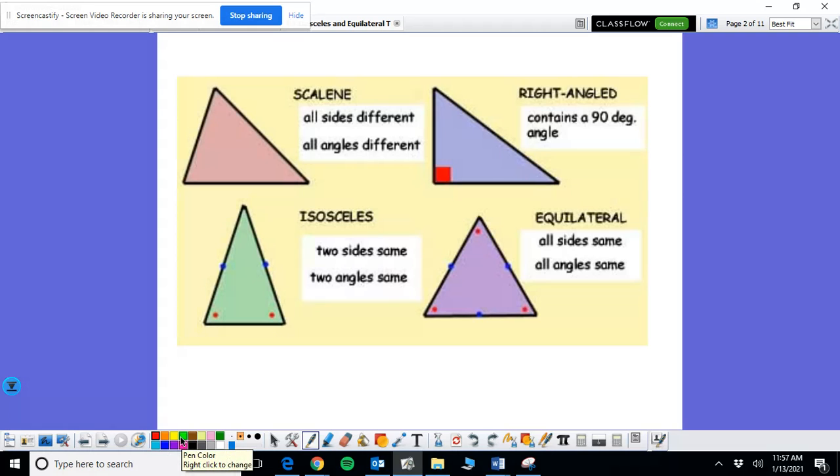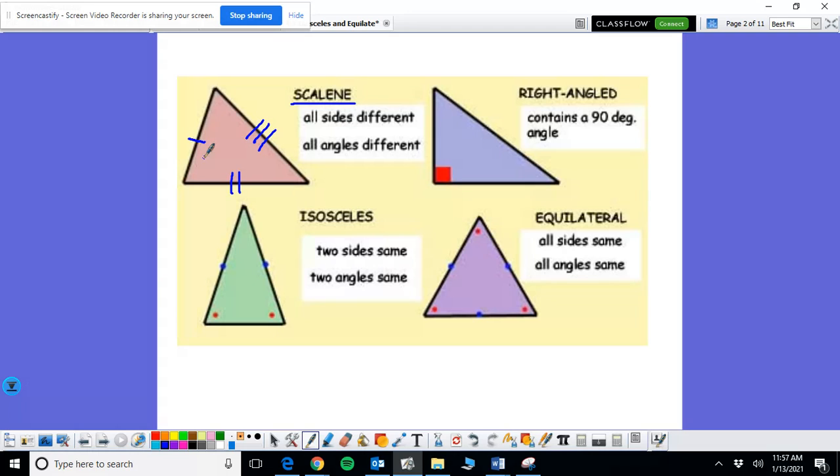So we're going to classify triangles. When I say these names, you'll have an idea what I'm talking about. Let's start off with the first one. It's called scalene, and here's what it means. All the sides are different. The quick way we could mark that is 1, 2, 3, basically showing that these are all different.